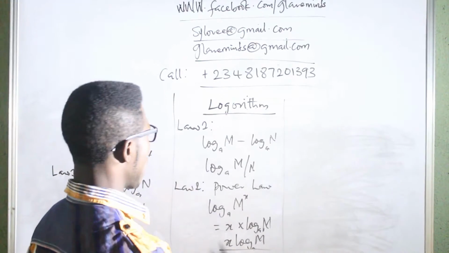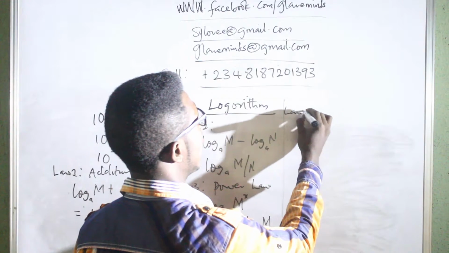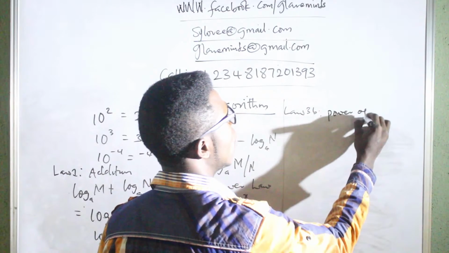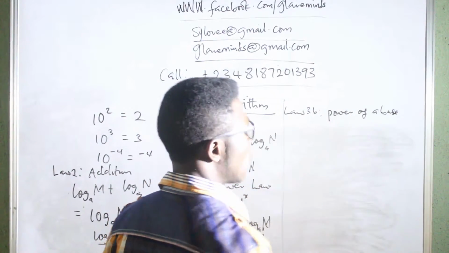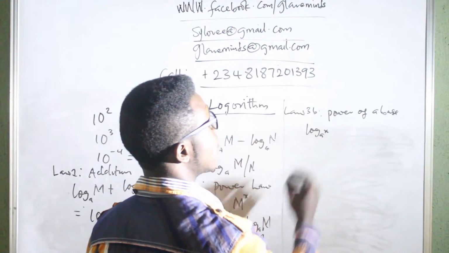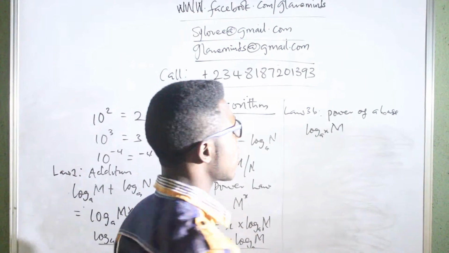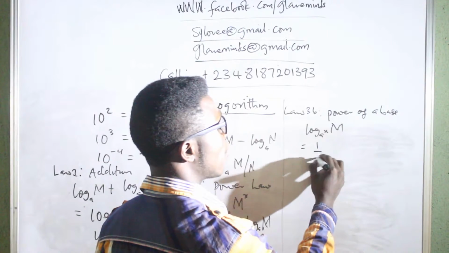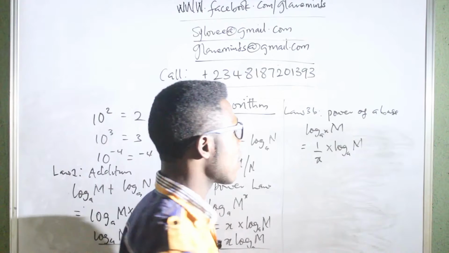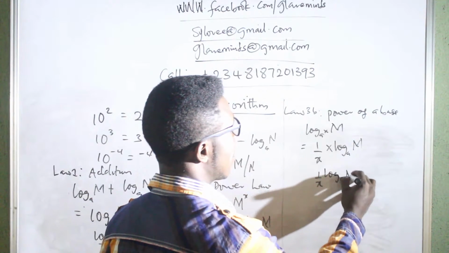The second version of the power law, this is law 3, not 2. Let's call this law 3b, which is called the power of a base. You can have a base like this, log n base a to the power of x. This is as cool as writing 1 over x times whatever you have here. Pretty simple, right? By the time you multiply that, you're going to get 1/x log a m.